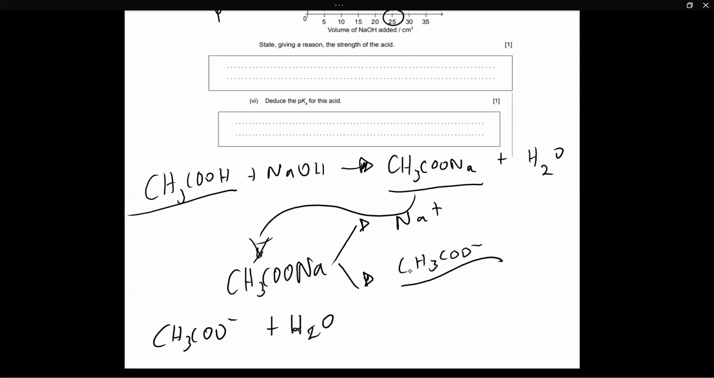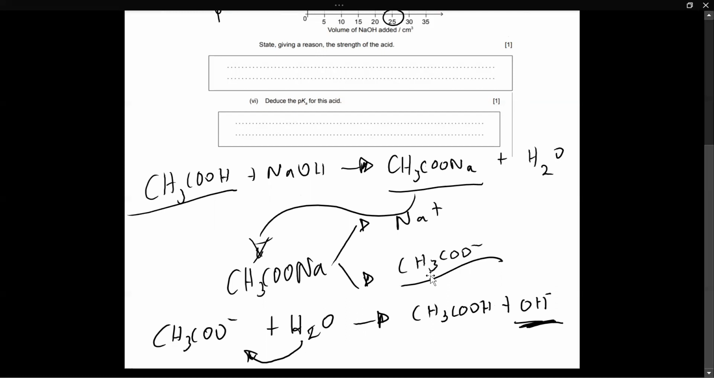So it reacts with water, and this base, it acts as a base, of course, and it steals one hydrogen from water. So it becomes CH3COOH again. It returns back to its original state, and water becomes OH-, hydroxide. And you know that hydroxide has basic properties, right? It increases the pH. It has basic properties.